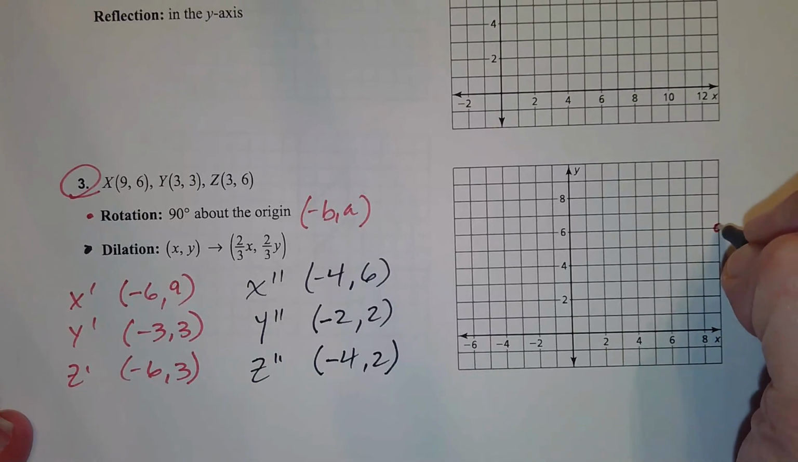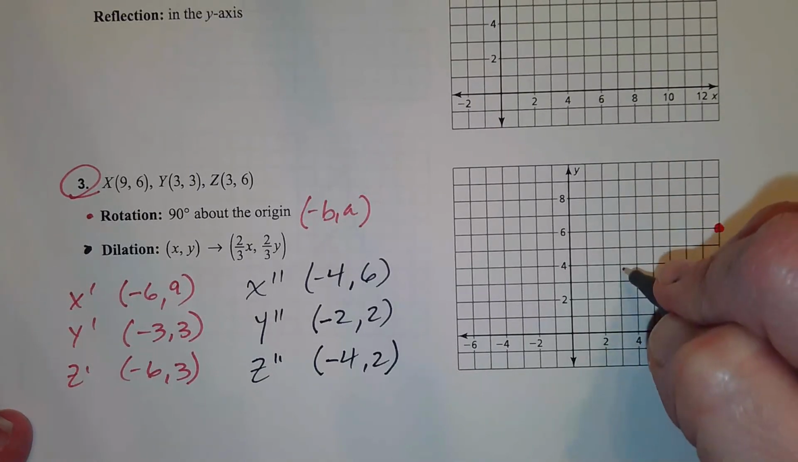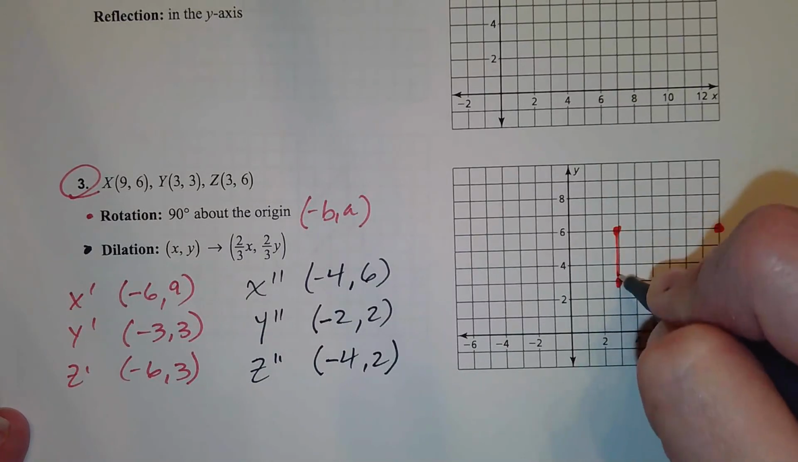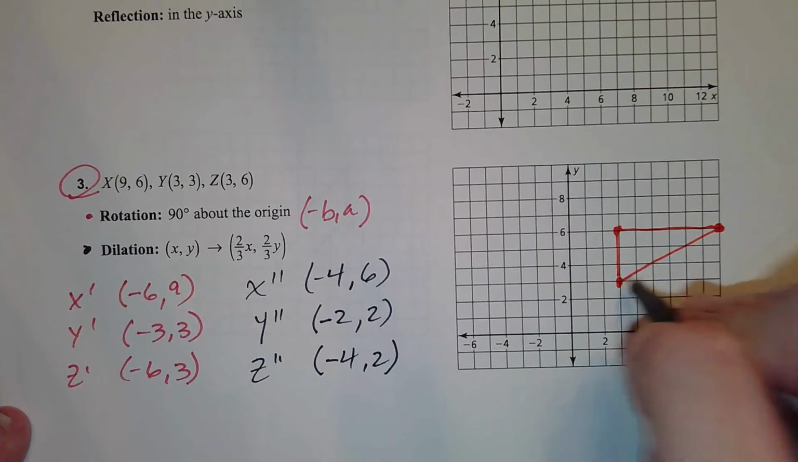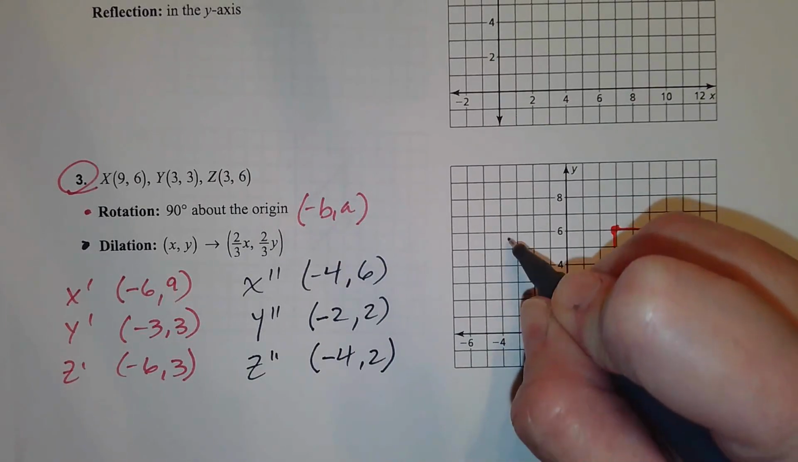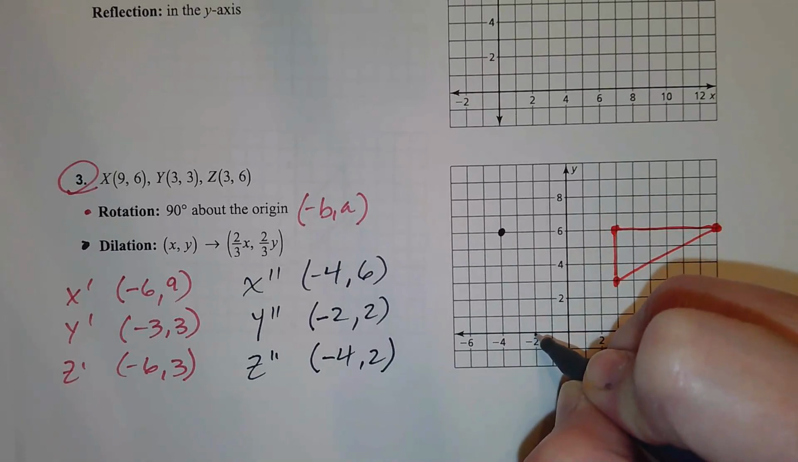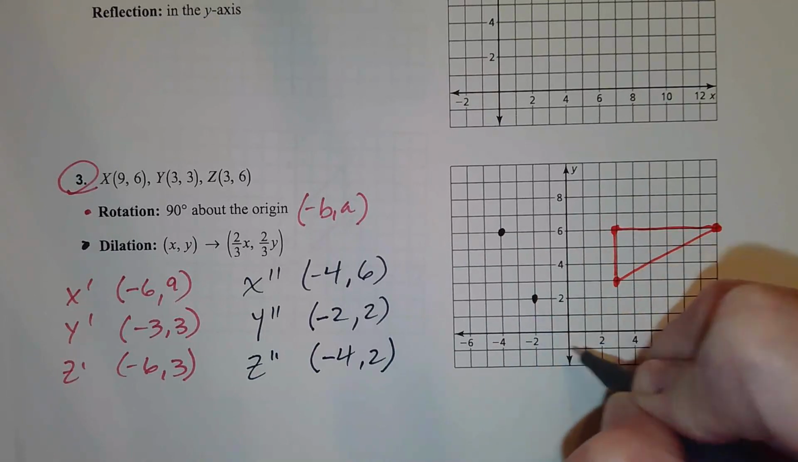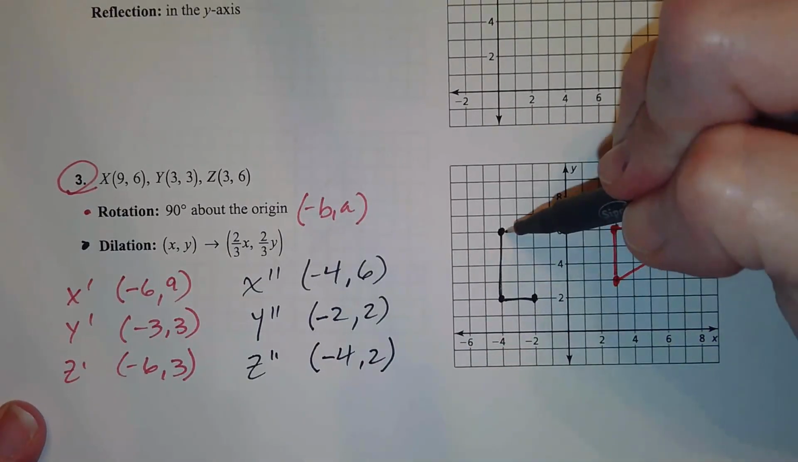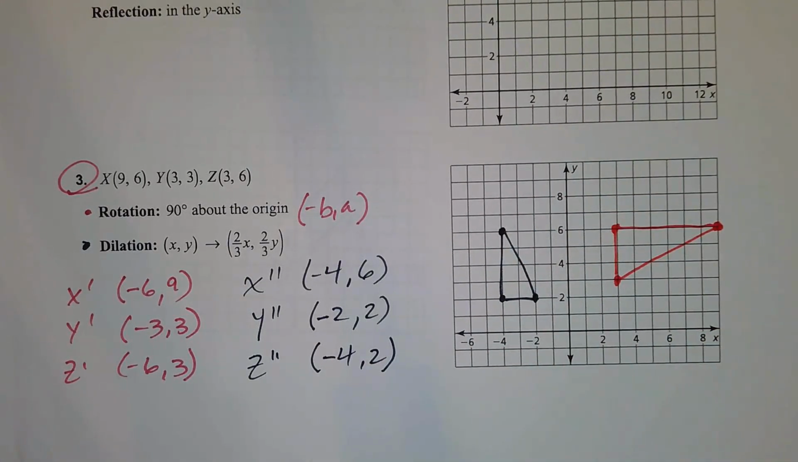So 9, 6, 3 and 3, and 3 and 6. So it looks like a right triangle here that I have originally. Remember, we rotated it and we made it smaller. So -4, 6, -2, 2, and -4, 2. Okay, notice that it definitely did move, right? Well, it didn't translate, but it rotated. And we also made it smaller because we did the dilation of 2/3.